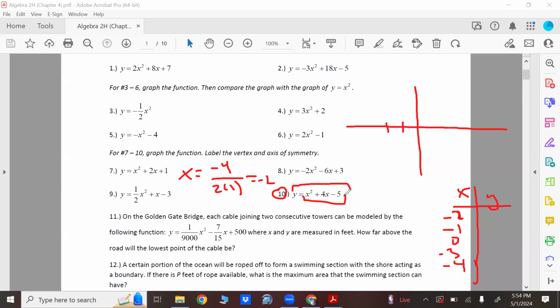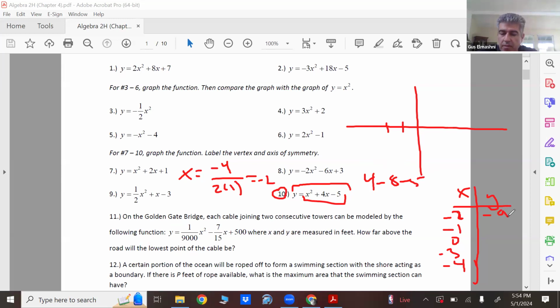-2 squared, right, -4. No, it's +4. Hold on. It's 4, yep. 4 plus 4x minus 5, so 4 minus 8 minus 5. So it's -9. Yeah. Okay, let's do more.